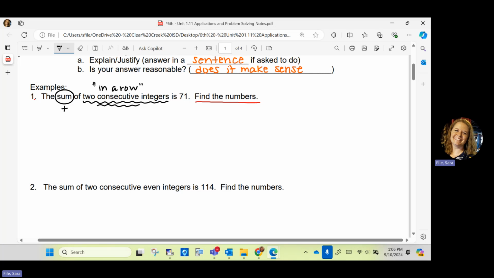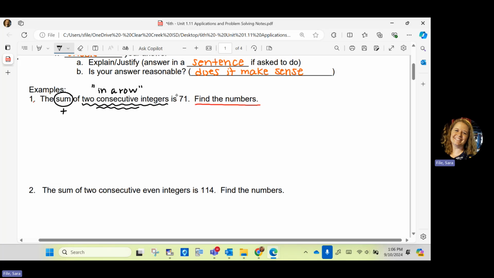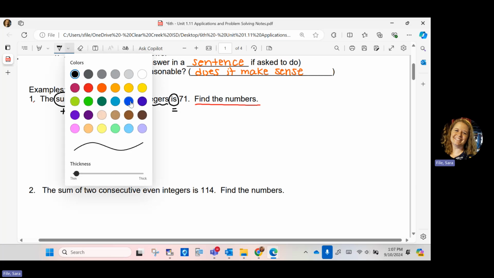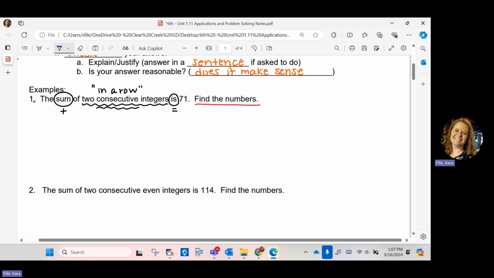Okay, so 1 and 2 are consecutive. 2 and 3 are consecutive. Okay, and then it says is 71. We talked about is. What math symbol does is translate to? Equals. Good. So we're going to have 2 numbers added together and they're going to equal 71. So I'm going to translate that to an equation. I don't know what the numbers are yet, so I'm going to use variables to represent them. So I'm just going to say x plus y equals 71.